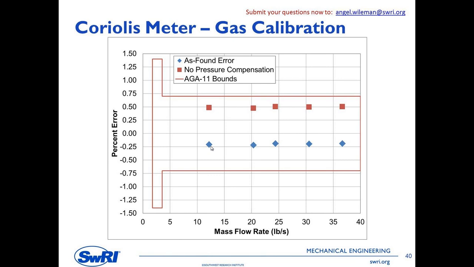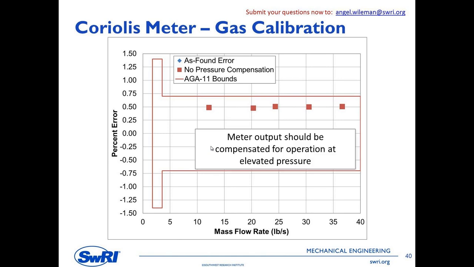The other thing that I want to show you on this plot is those red dots up above. What are those? Those are the dots that I get if I don't put the pressure compensation into the meter. Coriolis meters are like a big balloon, okay? As you put more pressure in that balloon, it gets stiffer. That changes the response of the balloon, or the Coriolis meter, to flow. So it's important to compensate that meter for pressure if the meter manufacturer says that you need to do that.